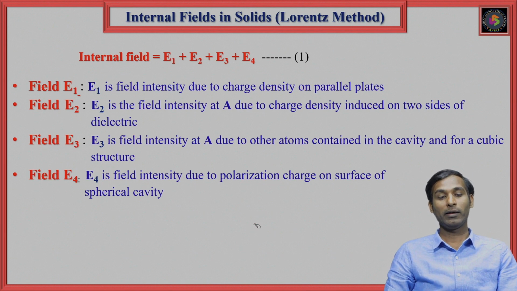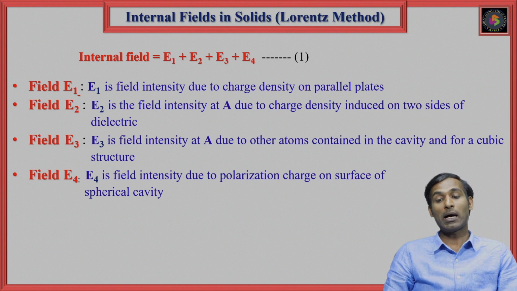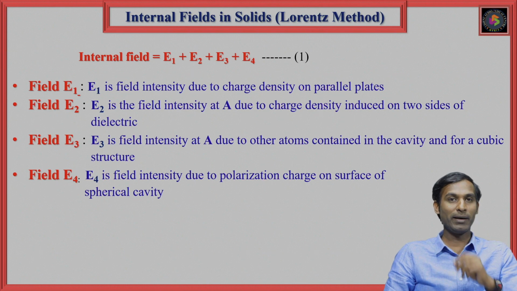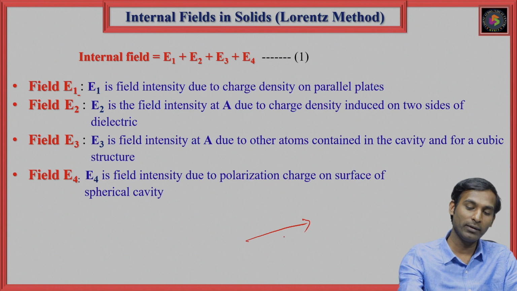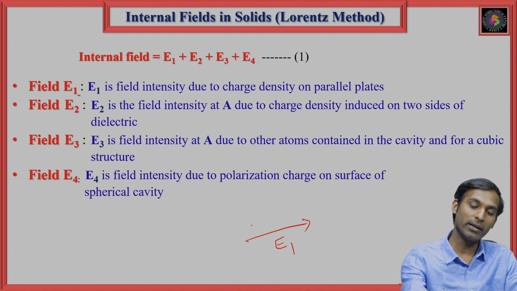See here, field E1. E1 is the field intensity due to charge density on the parallel plates. What is electric field E2? E2 is the field intensity at capital A due to the charge density induced on the two sides of the dielectric material. That means along one direction the electric field is applied, that is E1. The other is in the opposite direction, that is E2.